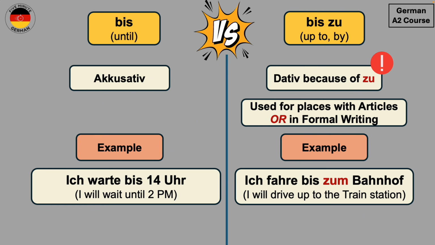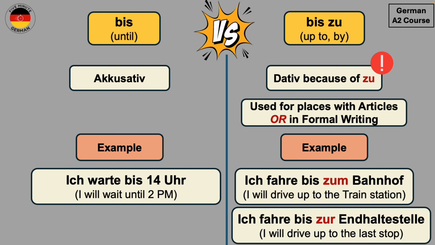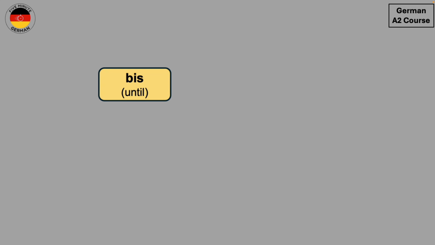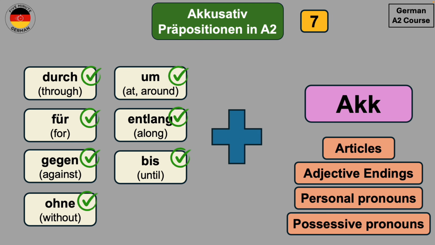Another example with a feminine noun can be, Ich fahre bis zur Endhaltestelle. I will drive up to the last stop. So Haltestelle is feminine. That's why we have used zur over here, which is a combination of zu and der. So if you remember from the articles, in dative, the feminine definite article is der. So don't get confused if you see bis zu used with the dative article. So these were the accusative prepositions in A2.